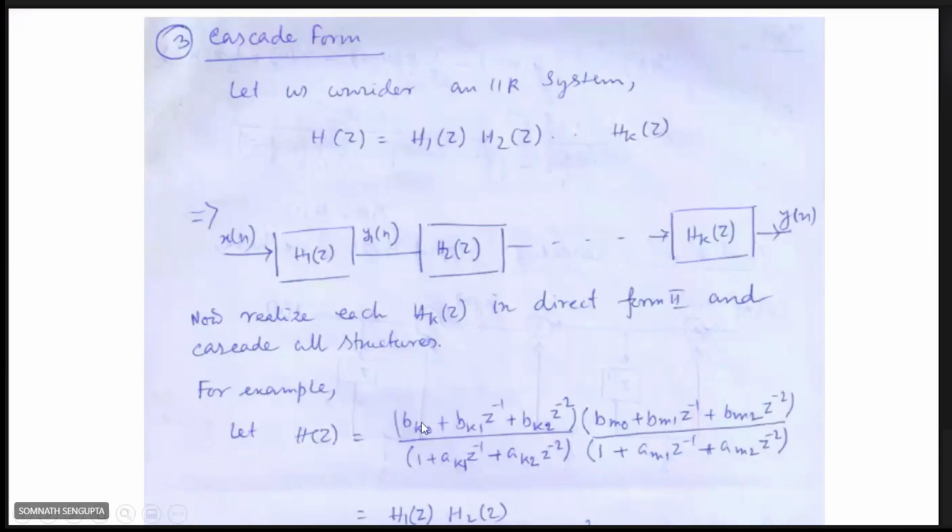Let us say we separated H(z) in this way, that it is the product of two stages H1(z) and H2(z), where H1(z) has a transfer function in this form: bk0 plus bk1 z inverse plus bk2 z to the power minus 2, divided by 1 plus ak1 z to the power minus 1 plus ak2 z to the power minus 2. And H2(z) is this one, bm0, bm1, bm2, divided by 1, am1, am2 with the z terms with different powers.